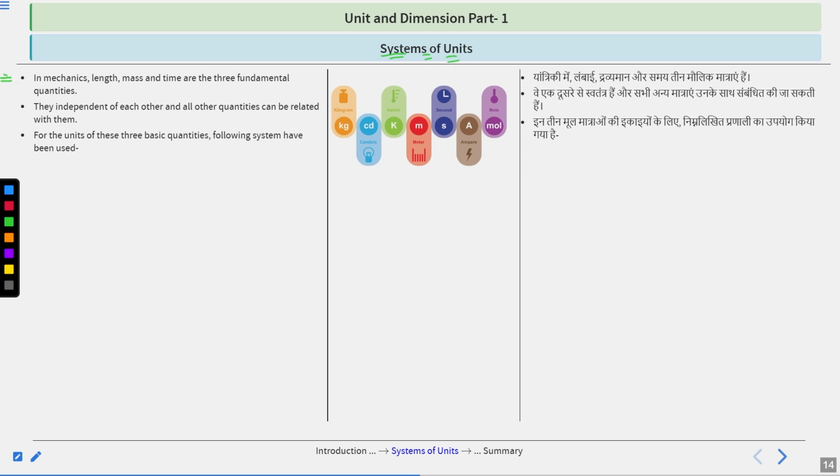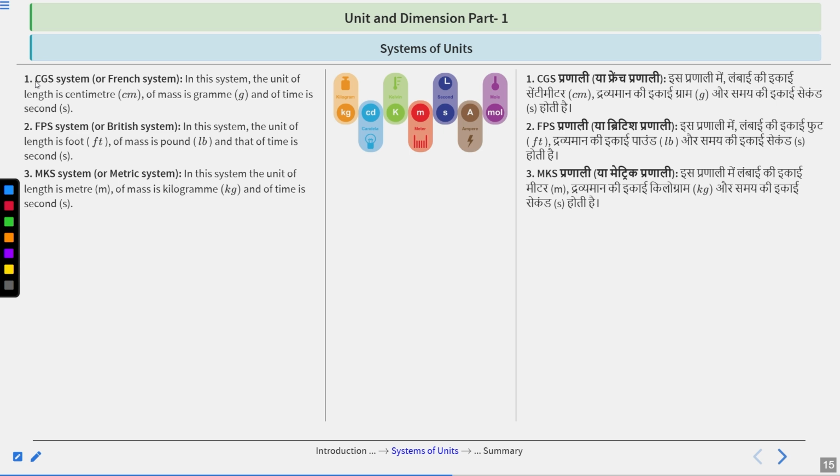Now systems of units. In mechanics, length, mass, time. These are the three fundamental quantities. They are independent of each other and all other quantities could be related with them. For the units of these three basic quantities, the following systems have been used. First is the CGS system, which is also known as the French system. In this system, the unit of length is the centimeter, cm, of mass is gram, g, and of time is seconds. This is the first.